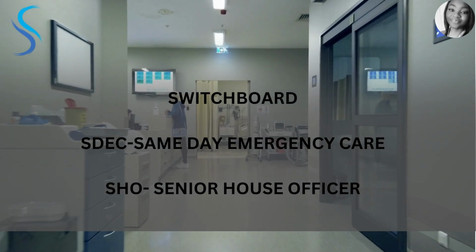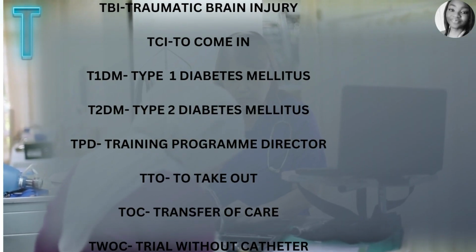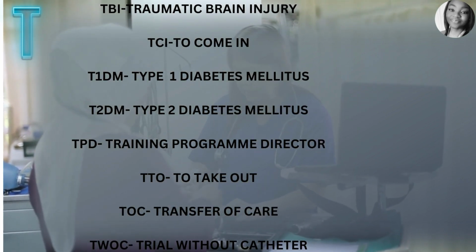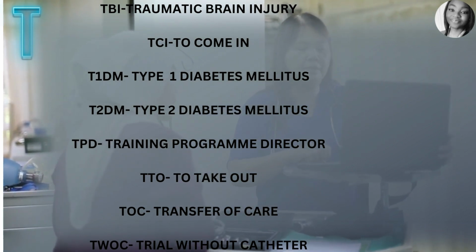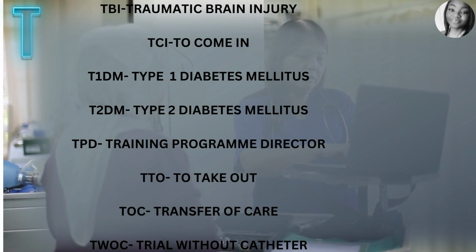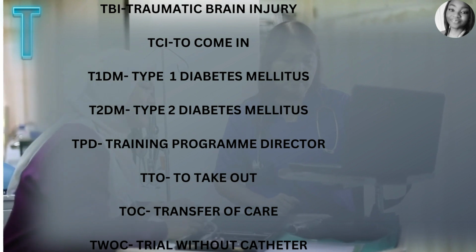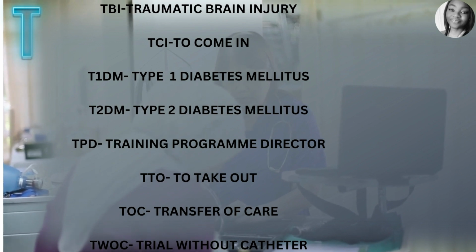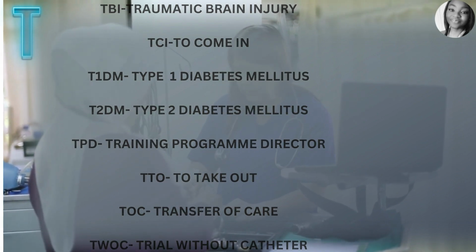SHO means Senior House Officer. TBI means traumatic brain injury. TCI, you may see this written in notes, means to come in. T1DM, type 1 diabetes. T2DM, type 2 diabetes. TPD, Training Program Director. TTO, to take out. That's usually medications patients go home with after discharge. TOC, Transfer of Care. TWOC, Trial Without Catheter.